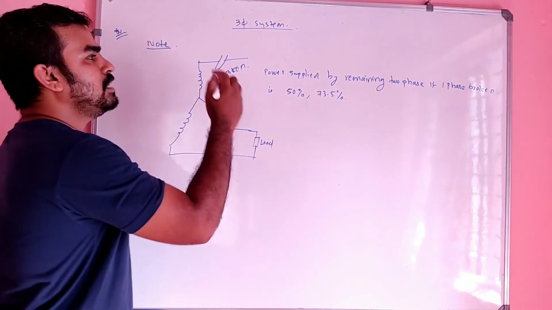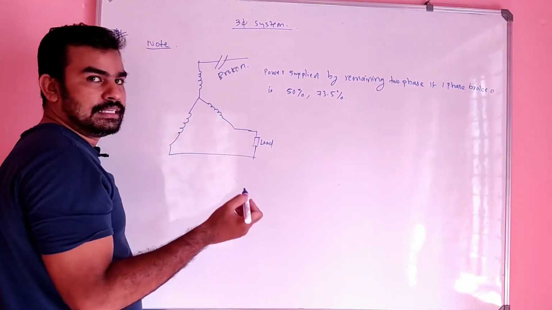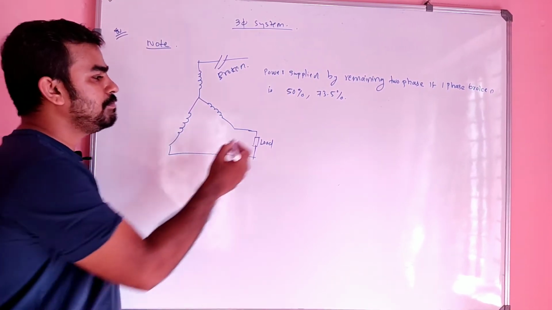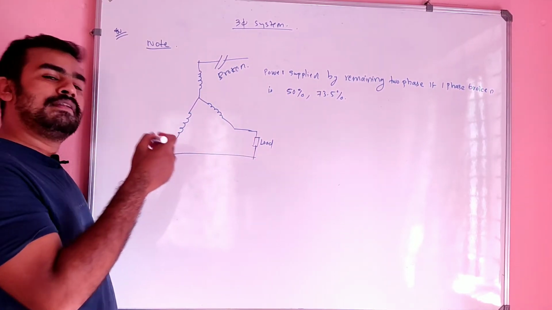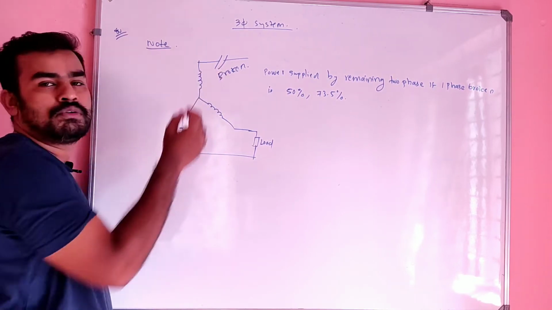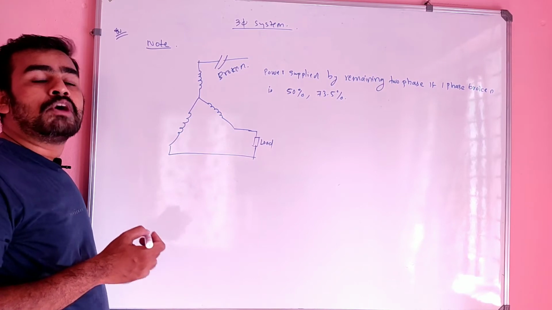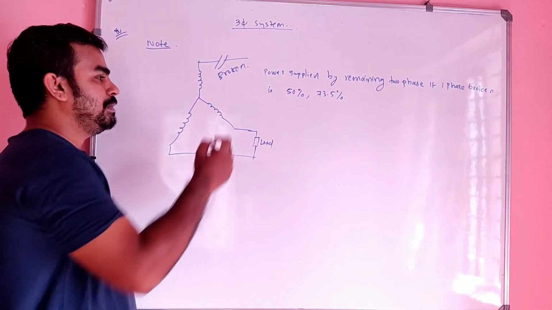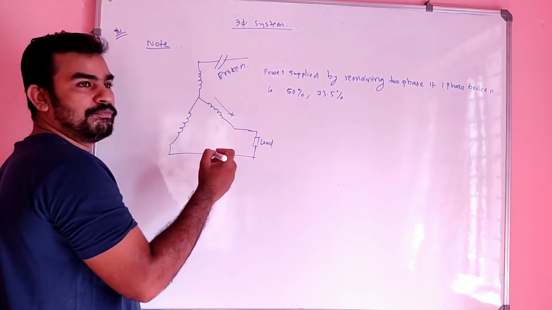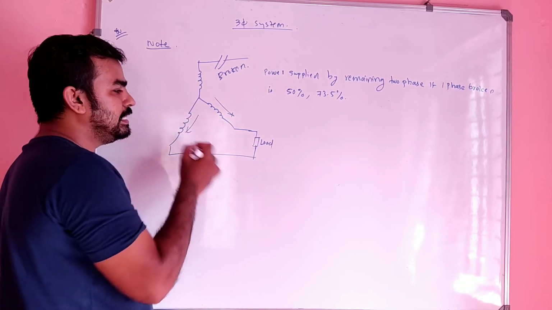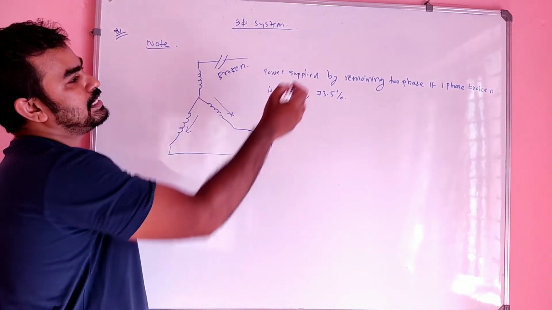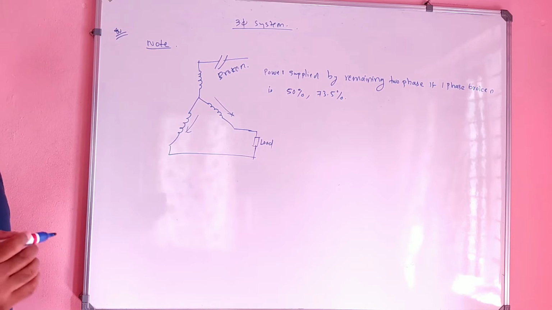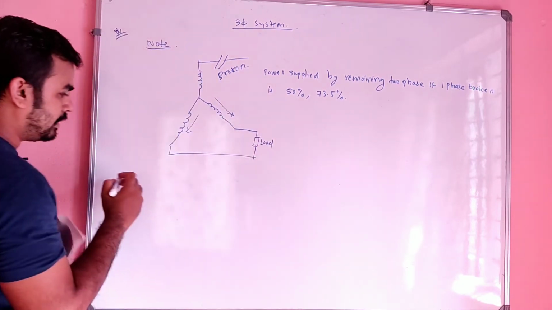If one phase is broken in a balanced star connection, then definitely the remaining two phases will deliver some power to the load. It will meet the load demand because two phases are there, only one phase is broken. But the power will not be 100%. The power delivered will be 50% and 73.1%. Power supplied by remaining two phases, if one phase is broken, is 50% and 73.1%.